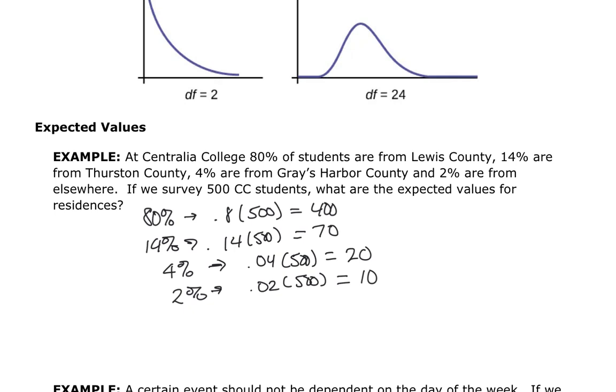from elsewhere. Now this is not the chi-squared. This is just saying this is what we expect. And then we can actually do the chi-squared to see whether or not what we have matches up to what was expected.